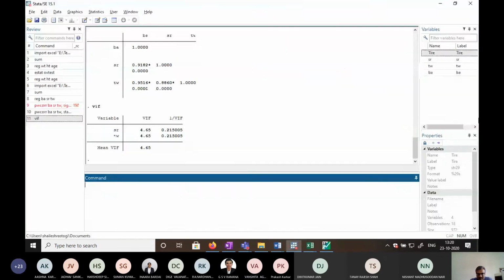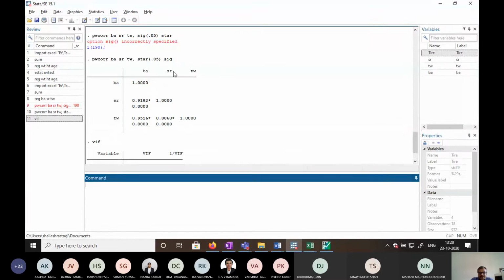So here what we are finding is that there is a problem of collinearity because these two independent variables have a correlation coefficient which is more than 0.8 and significant.